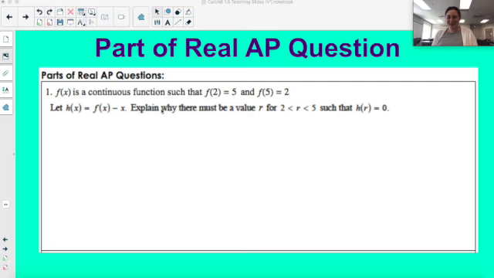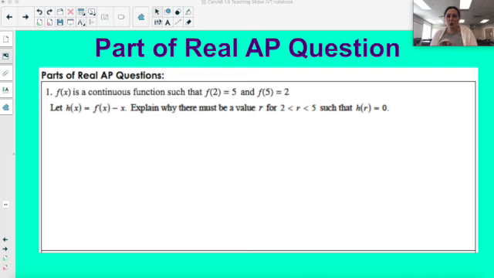Okay, so let's take a look at some real AP questions. So f of x is a continuous function, so that's f of 2 equals 5 and f of 5 is 2. Let h of x equal f of x minus x. Explain why there must be a value r, right? So they should be thinking, oh, intermediate value theorem. For r is between 2 and 5, such that h of r is 0.